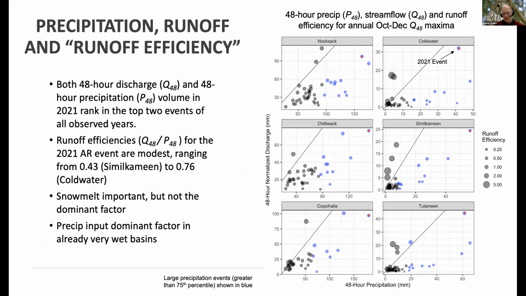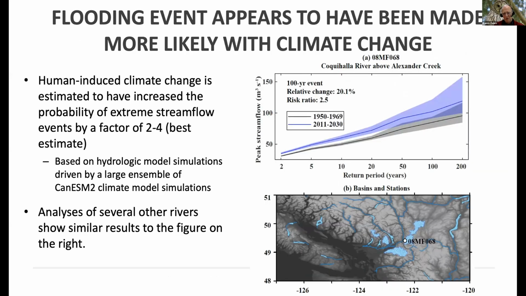Similar analyses were done on other basins. And what we learned by doing those analyses is that in each of those cases, the event was large, and snowmelt was important, but not the dominant factor. So what you're seeing here is the 48-hour normalized discharge on the vertical axis for each of those basins, and on the horizontal axis, 48-hour precipitation. So we're showing the ratio between discharge and precipitation. Sometimes those ratios are bigger than 1, and that has to do with very substantial melting of the snowpack. For the event that occurred, the blue circle with the red dot inside, we see that discharge as a fraction of precipitation input varied between 0.43 and 0.76, depending upon the basin. So snowmelt was important, but not dominant.